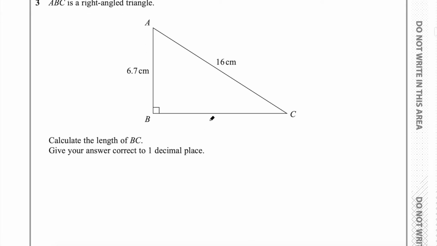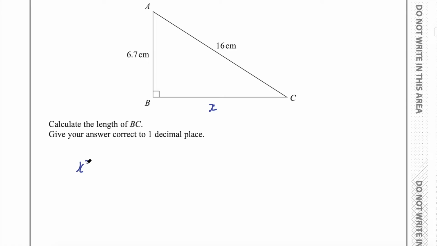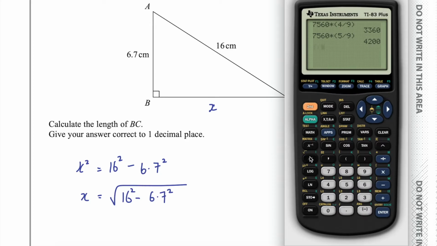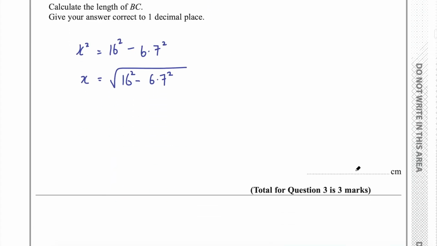So if I call this x, then x squared is going to equal the hypotenuse squared, take the other leg squared, so 6.7 squared. So x equals the square root of that, and we can put that straight into a calculator. Get your calculator out, put the square root, 16 squared, take 6.7 squared, bracket, and that gives me 14.529, and it says to 1 decimal place, so that's going to be 14.5 to 1 decimal place. That was for 3 marks.